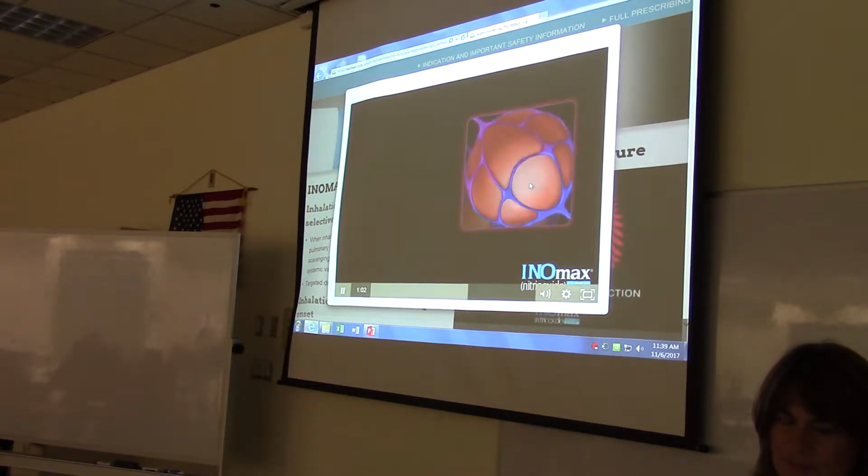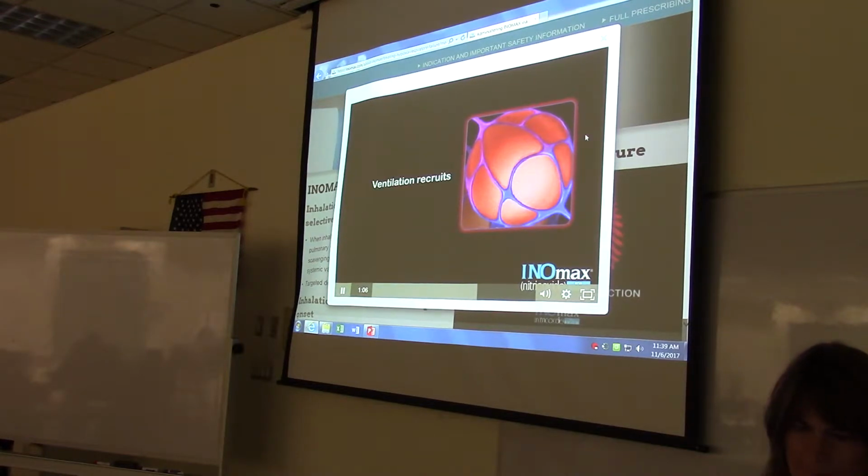So I guess the blue is the venous blood and the purple is a little bit of oxygen. Pulmonary vasculature during ventilation. Ventilation recruits the lung and improves oxygen delivery to the lungs. Ventilation alone may not resolve hypoxemia.